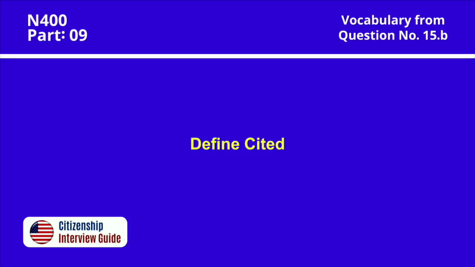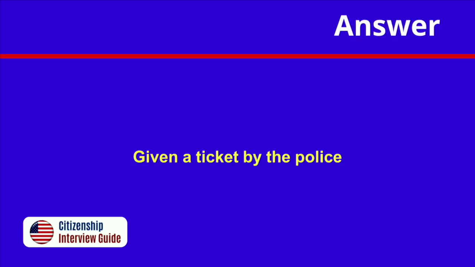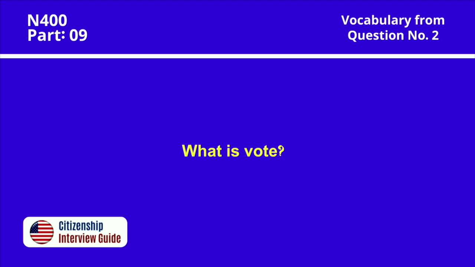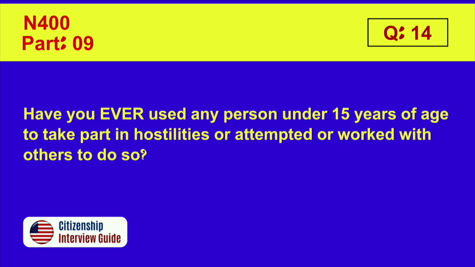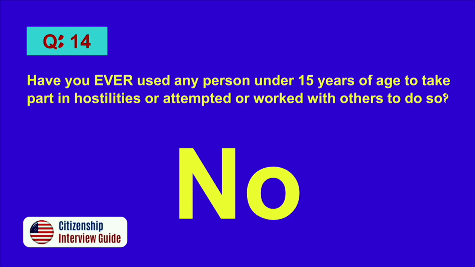Define cited. Given a ticket by the police. What is vote? To choose a leader. Have you ever used any person under 15 years of age to take part in hostilities, or attempted, or worked with others to do so? No.